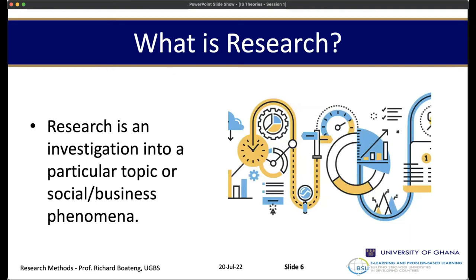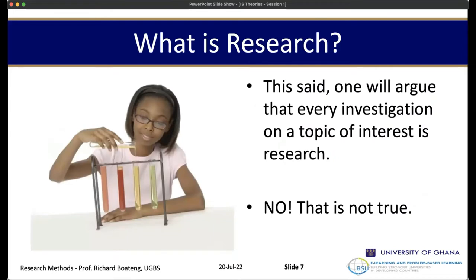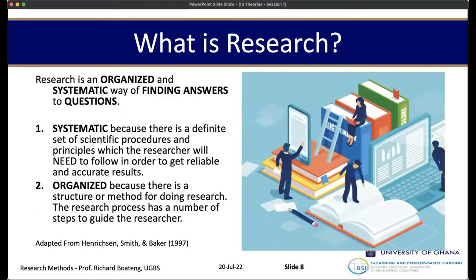Now we know that research, in terms of its basic definition, is an investigation into a particular topic. And we argued in our last session, when we were discussing qualitative research, that not every investigation leads to research, because every research has to be a systematic and organized way of finding answers to questions. The theory lies in this organized part. The organized is just the process. In the central part of the process is the theory.